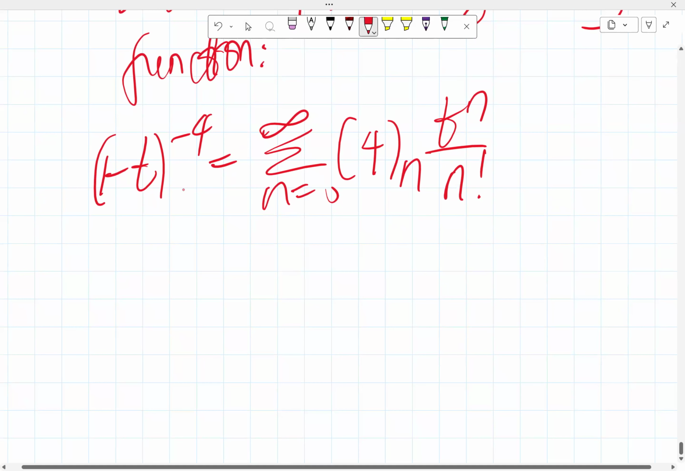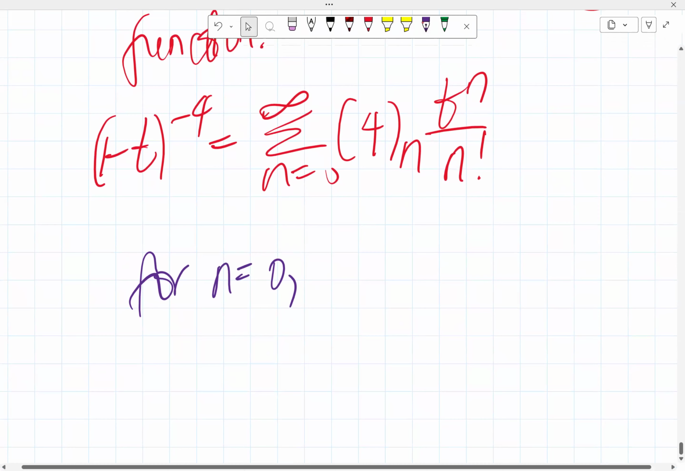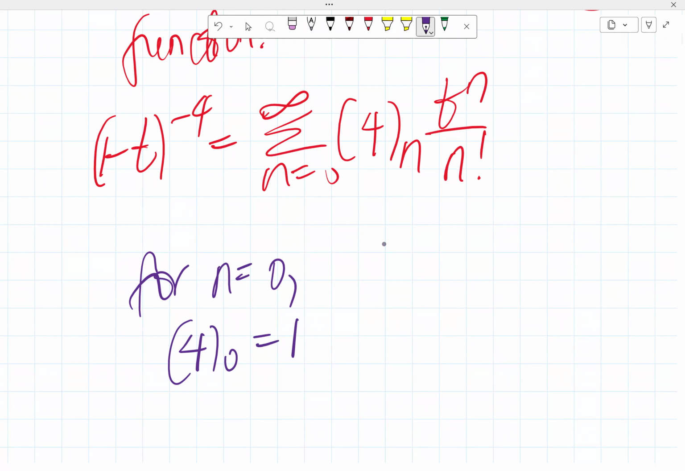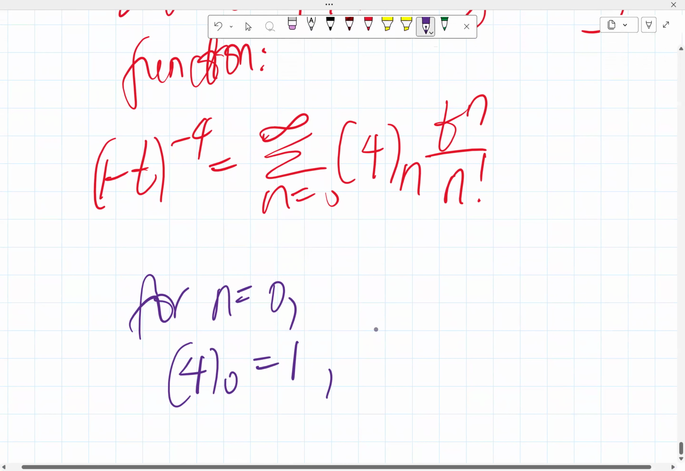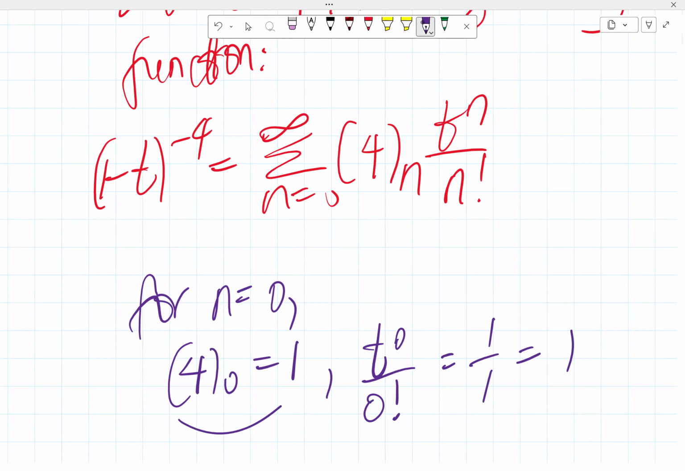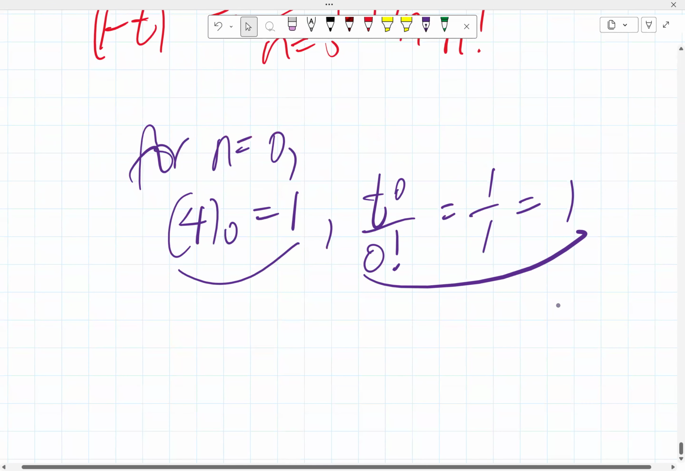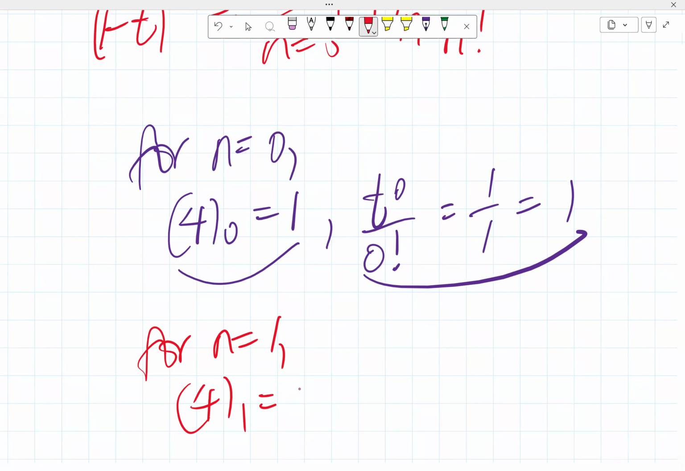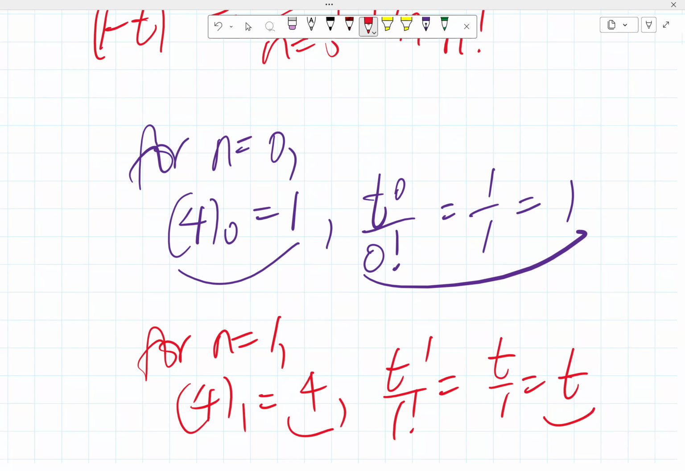So we then say for n equals 0, we have 4 sub 0, that's simply 1. And on the other side we have t raised to 0 over 0 factorial, that's 1 over 1, which is 1. Then we go for n equals 1. We have 4 sub 1, which is simply 4, and then t to the 1 over 1 factorial, that is simply t. So we have 4 here and t here.